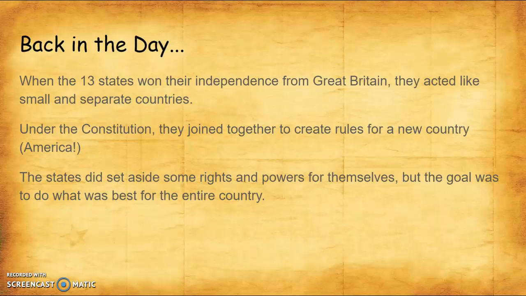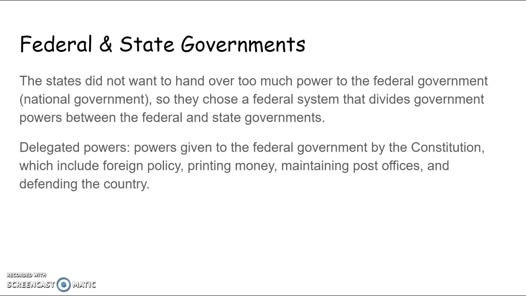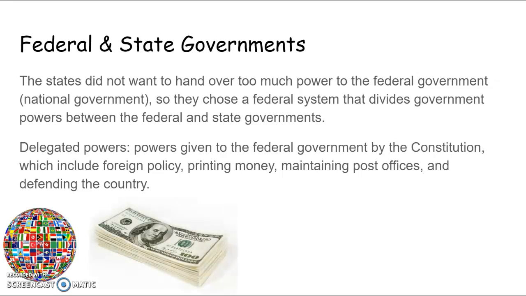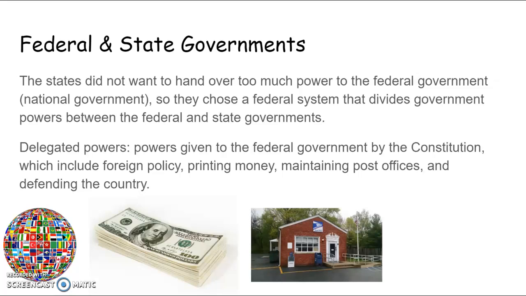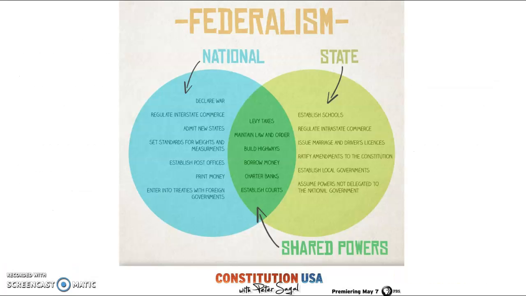The states did set aside some rights and powers for themselves, but the ultimate goal was to do what was best for the entire country. The states didn't want to hand over too much power to the federal government, which is our national government. So they chose a federal system that divides government powers between the federal and state governments. Delegated powers are the powers given to the federal government by the Constitution. These include foreign policy, the ability to print money, maintaining post offices, and defending our country.